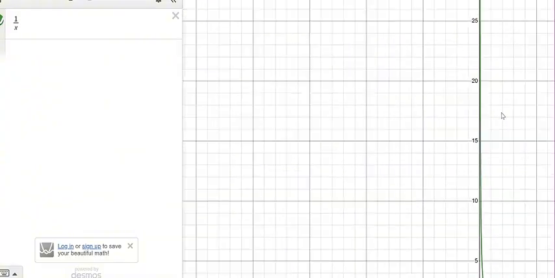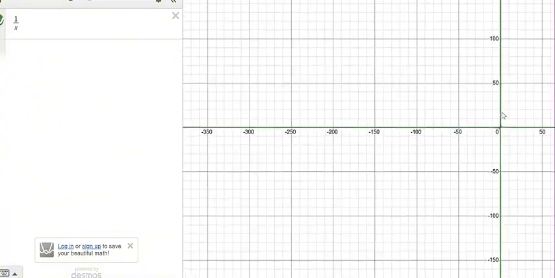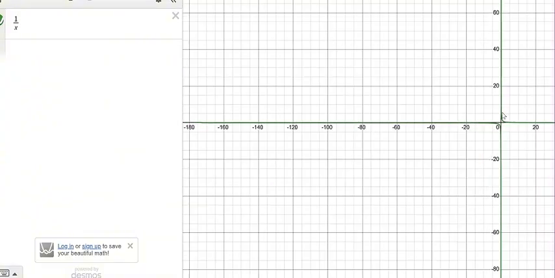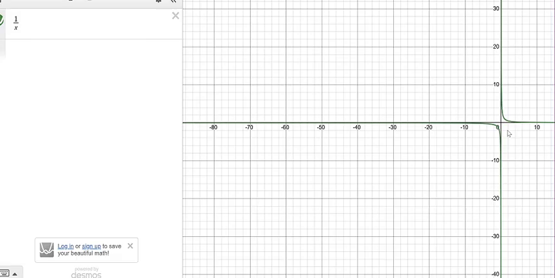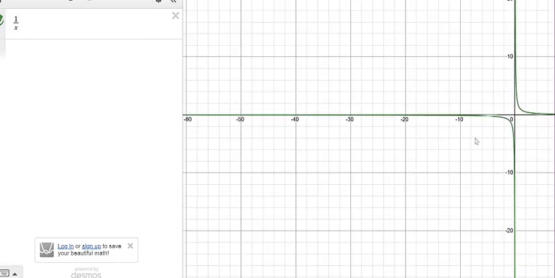You can actually zoom out and you can see that there is no end to this. This is what we mean by a vertical wall, a vertical asymptote, to be more mathematically precise. We'll talk more about this when we do limits. But that is exactly the point.